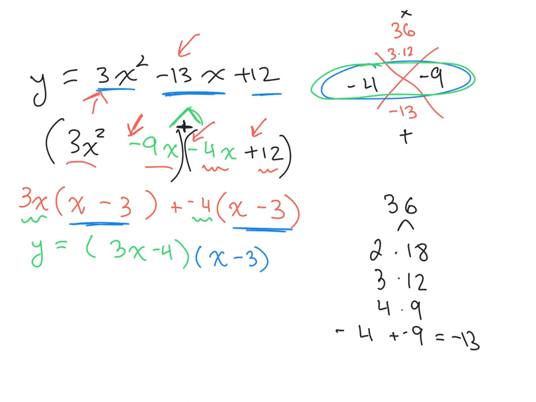The parabola here, if you want to rewrite that equation from standard to intercept form, it becomes the quantity of 3x minus 4 times x minus 3.